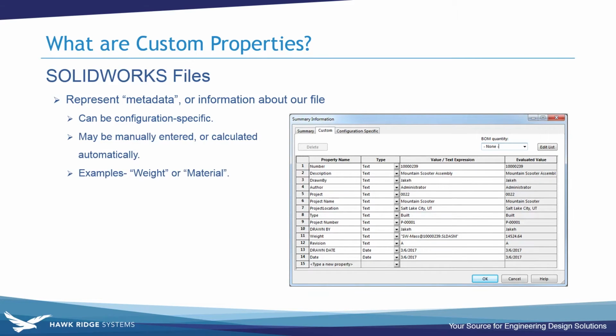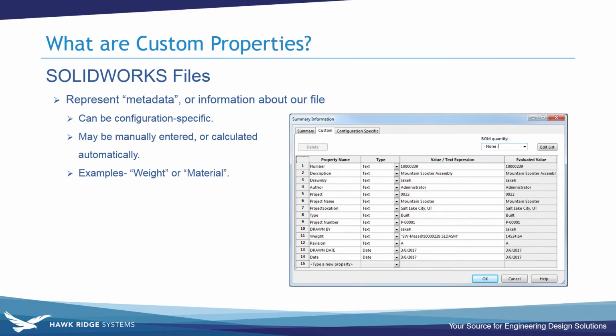These can also be manually entered, or they can be calculated automatically. So a couple examples that I have here are weight or material. In this case, let's say the description custom property, this is generally a custom property you're going to want to enter in manually. It's not something that can be generated automatically. It needs some kind of user input. So that's generally a manual process, entering in the description for the file.